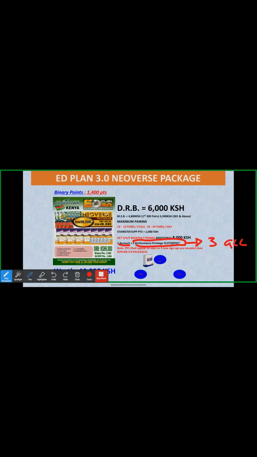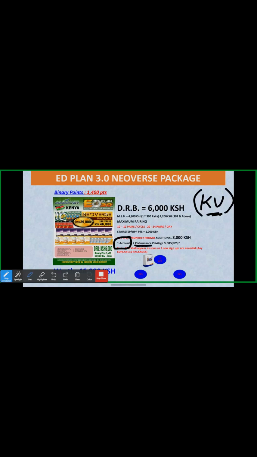So now I want to advise you guys, first of all, let me tell you, when you are doing the registration or when you buy the Neoverse package, the first thing you'll be getting is the account. Utapata hiyo account. Utapata KV, and so on. That is the one account that you are getting.